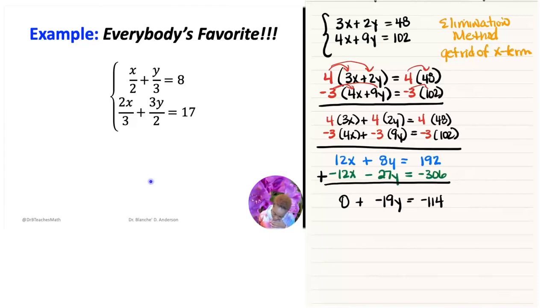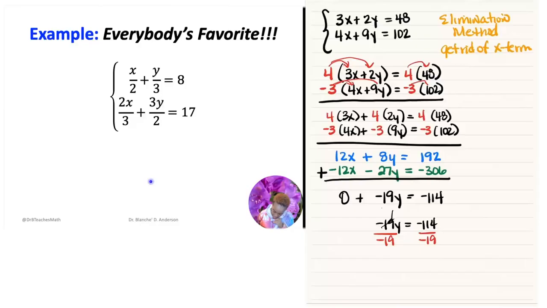So now let's keep solving for y. So this is going to be a negative 19y equals negative 114. We're going to divide both sides by negative 19 to get the y by itself. And when we do that, that becomes 1, right? So you're left with y equals negative 114 divided by negative 19 is 6. You wouldn't think 6 would come out of all that, right?